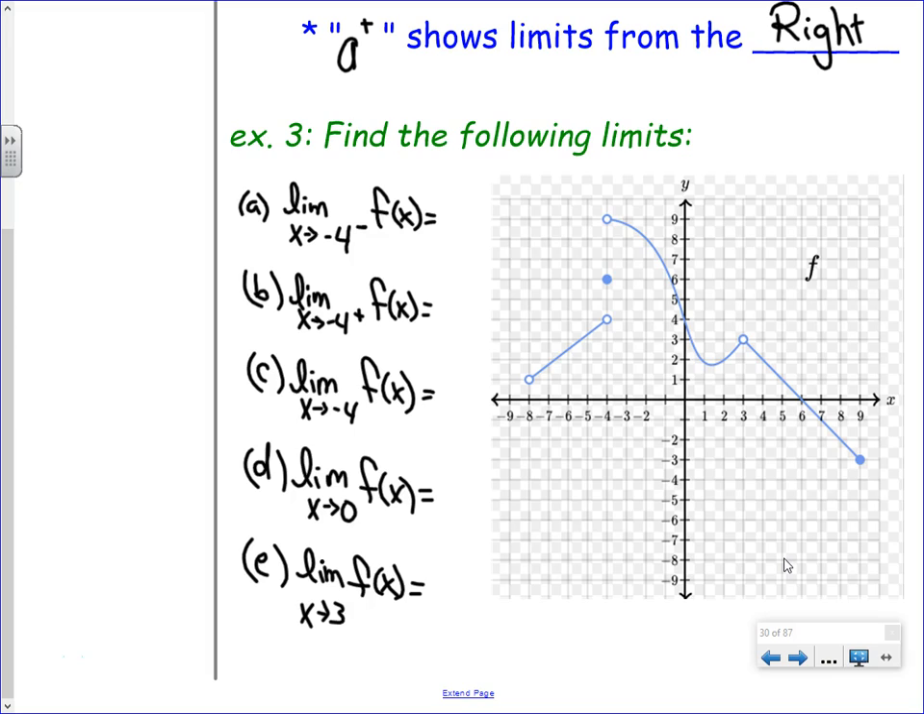That's true. Good job. The point exists at 6, but the limit, what's the intended height approaching from above? 9. 9. What's the actual height at -8?